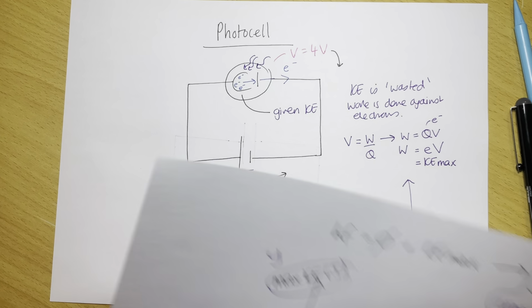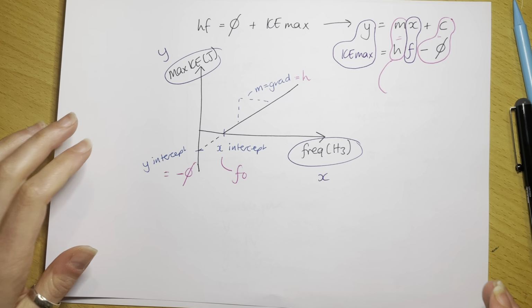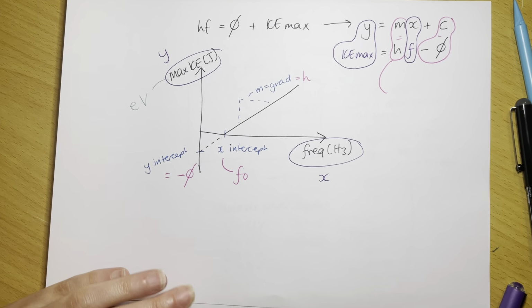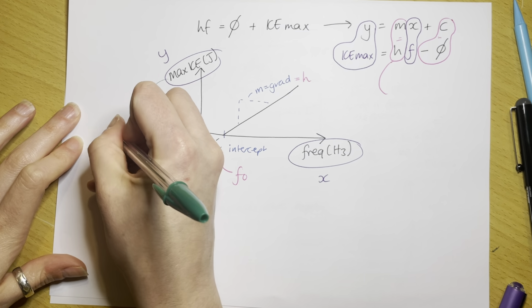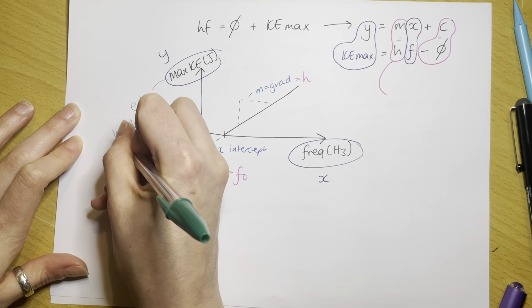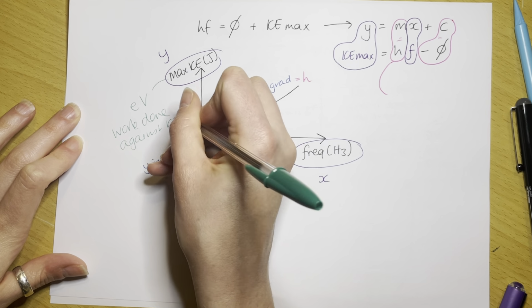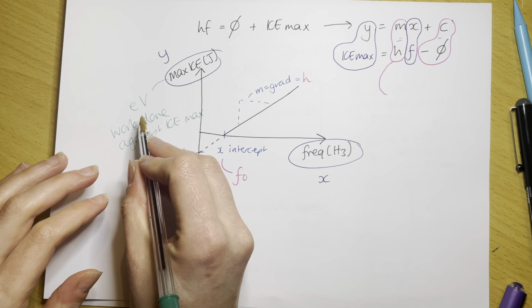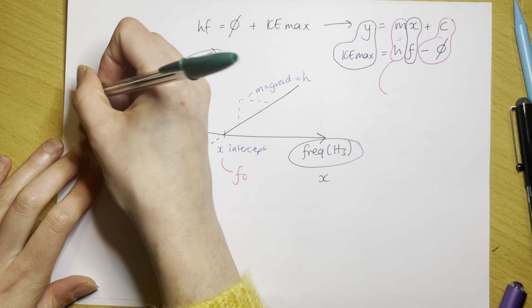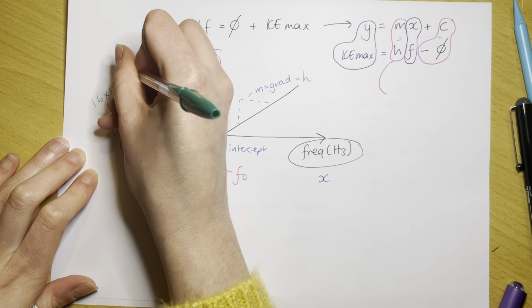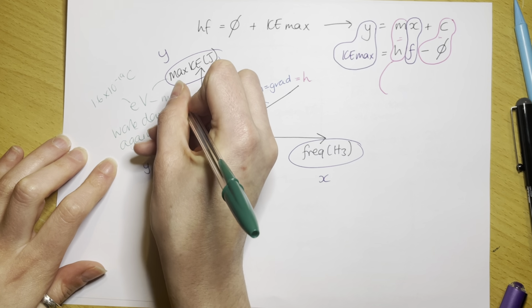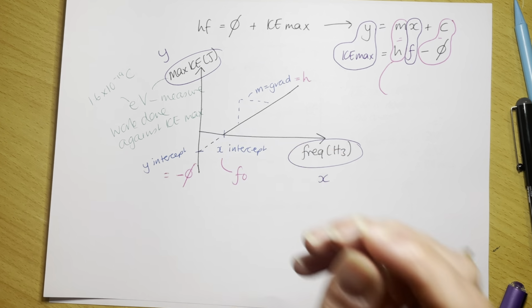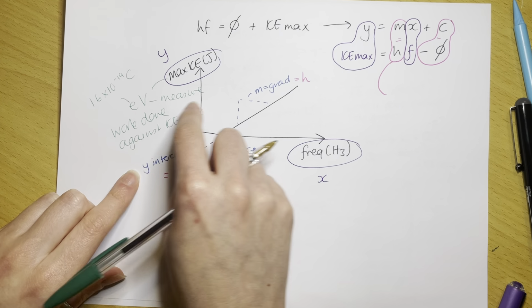Now, why do I care about this? Because sometimes instead of seeing this graph here, you'll see this graph drawn a little bit differently. Instead of having maximum KE here, you will instead have EV here. If they're talking about the photocell, this will be EV, which is the work done against the KE max. And the reason this is useful is because this is measurable. I know that electron charge is 1.6 times 10 to the minus 19 coulombs, and I can measure that voltage with a voltmeter. I can't measure maximum KE. I can't catch an electron and see how quick it's going, but I can measure this.